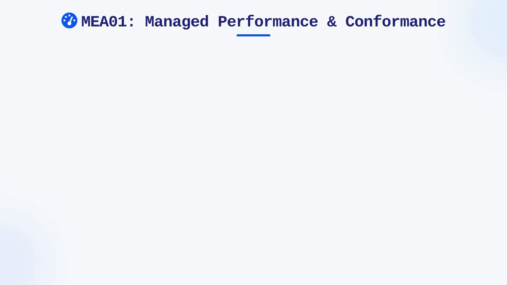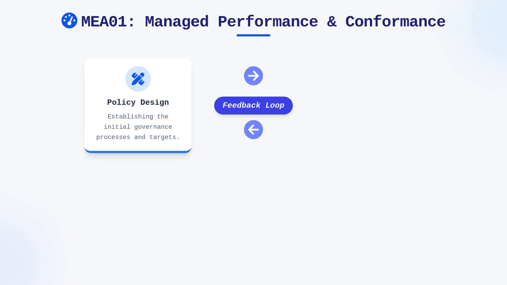The heart of the MEA domain is the objective of Managed Performance and Conformance Monitoring, or MEA-01, which establishes the necessary feedback loops for effective governance. In any complex system, we cannot simply design a policy or process and assume it remains effective over time, as internal and external conditions inevitably shift.